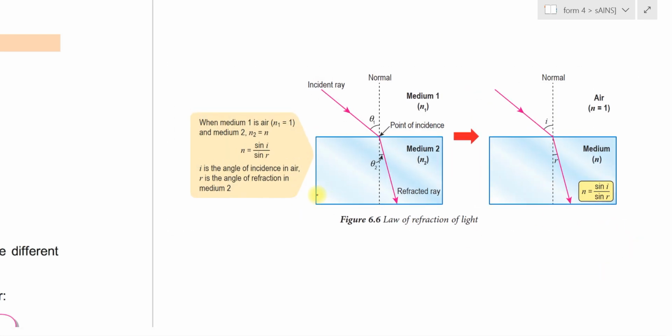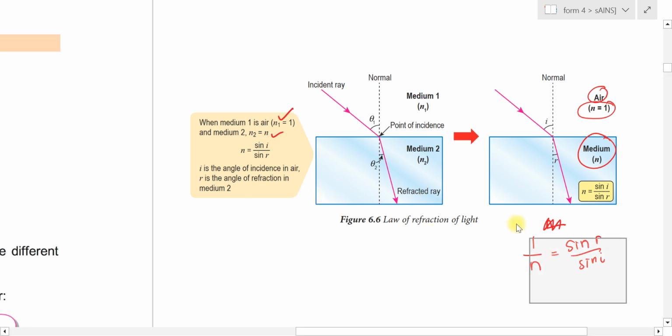Okay, let's say medium 1 is always the air or the vacuum, and medium 2 is, let's say, N2 equal to N, with angles I and R. For air, N equals 1. So how do we find N? Actually, N equals sine R over sine I.